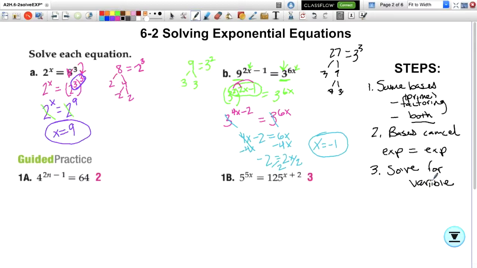Ooh, variable. There you go. You know what I'm saying, okay? So really, it's only 3 steps, but it can be tricky, right? Take a look at your bases, give them a little prime factorization.